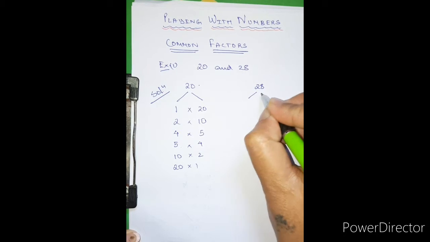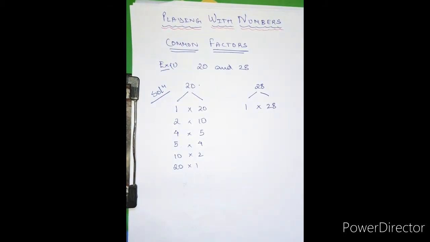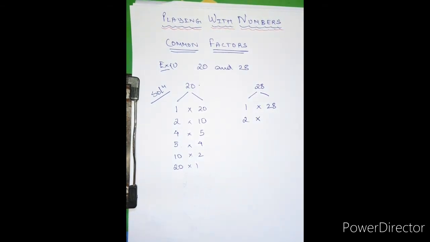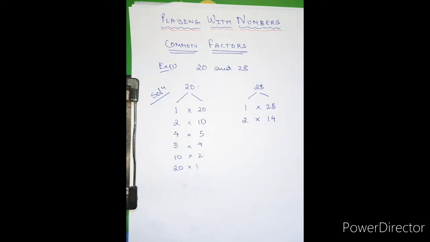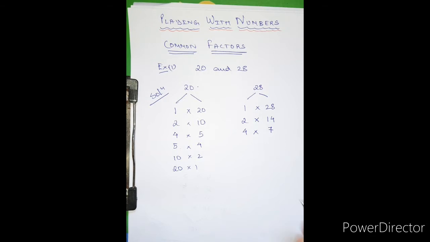28. First one is always 1 28s, the table of 1. Next table is 2. Will 28 come in table of 2? Yes, it will come. 2 1s are 2, 2 4s are 8. So 2 14s gives us 28. Table of 3 doesn't have 28 in it. It has 27 and then 30. Then table of 4, yes, 4 7s are 28.